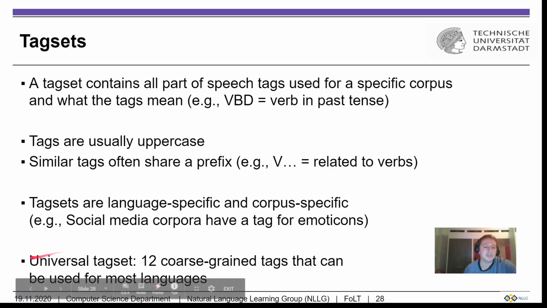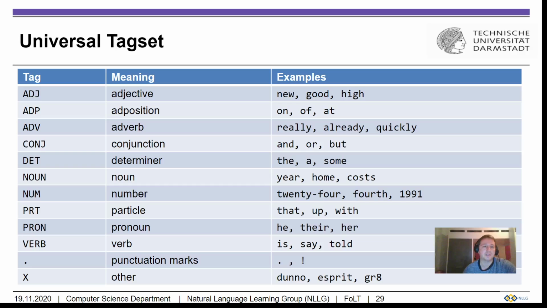There's also something which is called the Universal Tag Set, which contains about 12 coarse-grained tags that can be used for a big set of languages. So I think the inventors of this universal tag set had in mind that there's a commonality, the smallest common denominator, so to speak, between languages, and this can be boiled down to about 12 tags. So here's how this universal tag set looks, together with some examples.